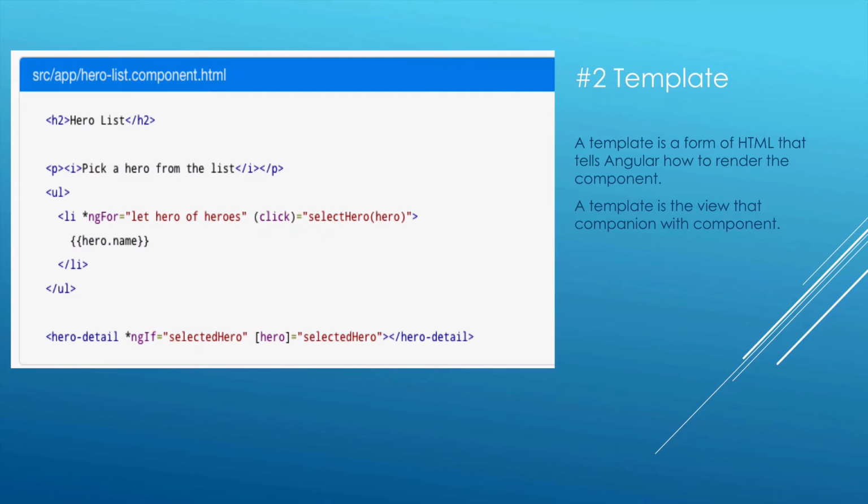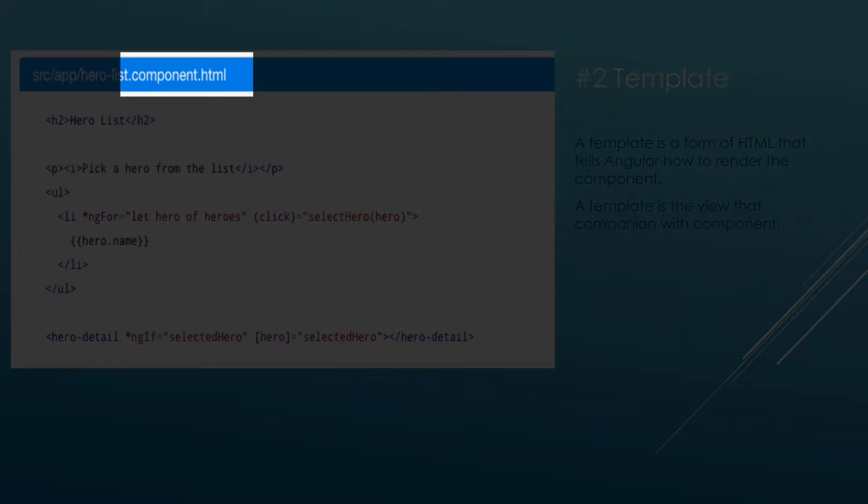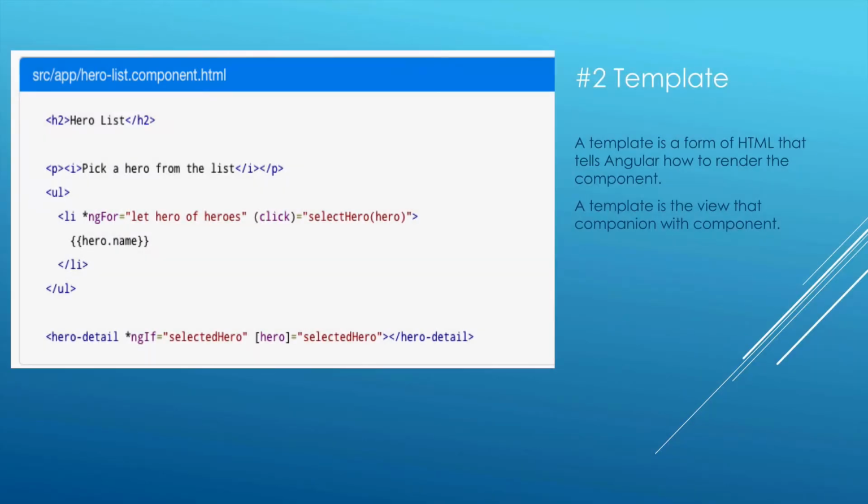The template is defined as .component.html. It is a form of HTML that tells Angular how to render the component. It is the view that is the companion of the component. A template goes hand in hand with a component.